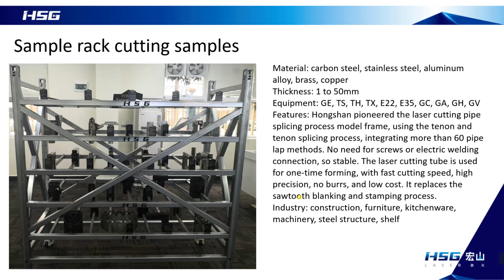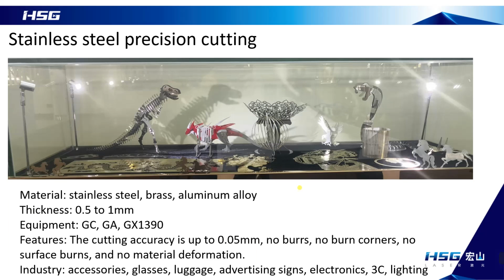In order to make the shelves, we normally use these splicing techniques or welding, but this mainly reflects our mortise and tenon structure of our process. Like here, some stainless steel precision cutting samples are very thin, from 0.5 mm to 1 mm.